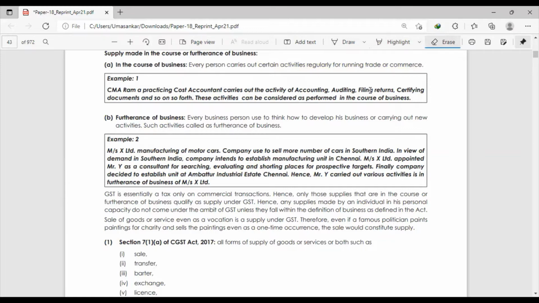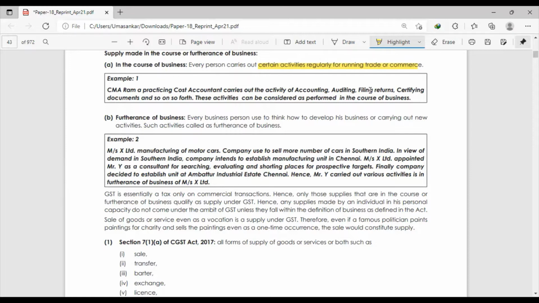Certain activities regularly for running trade or commerce. Normal business, a shopkeeper sells all its goods. Okay, like that. See, an example also: CMA Ram, a practicing cost accountant, carries out the activity of accounting, auditing, filing returns, certifying documents, and so on and so forth. This activity can be considered as performed in the course of business.